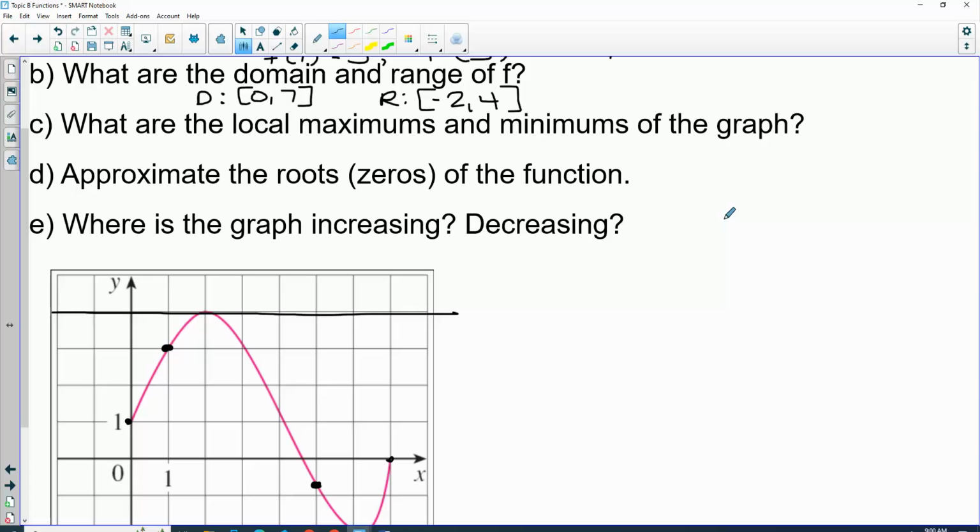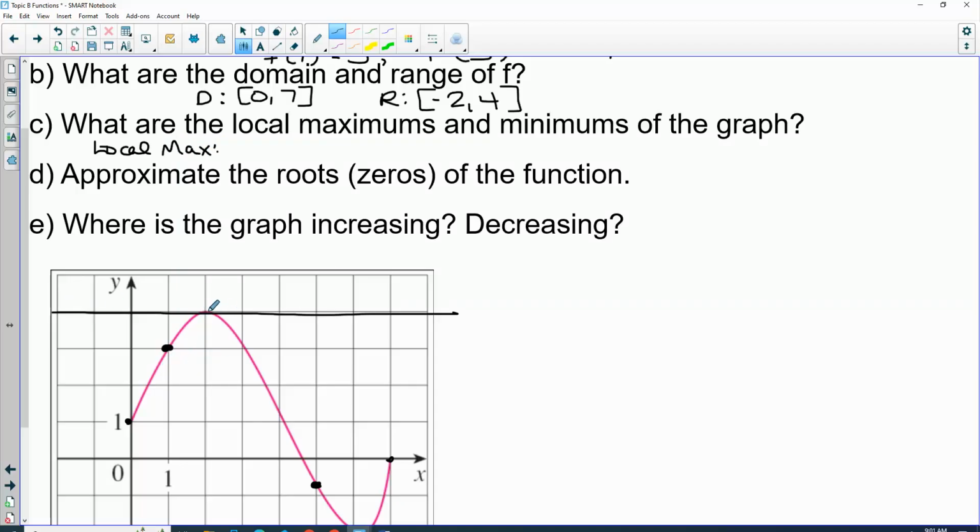Part C. What are the local maximums and minimums? What does that mean? Maximums and minimums. Highest and lowest point. There are different ways you can write those. You could write them as ordered pairs. You could write them in function notation.